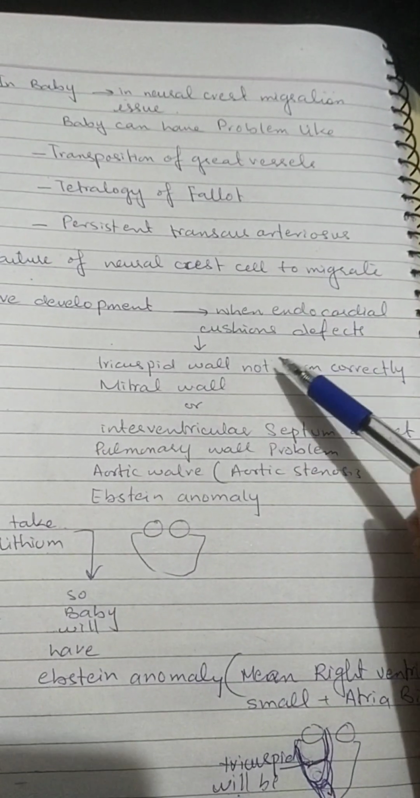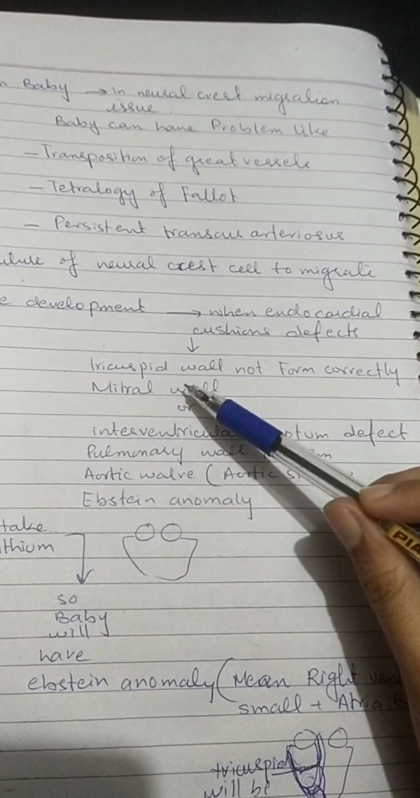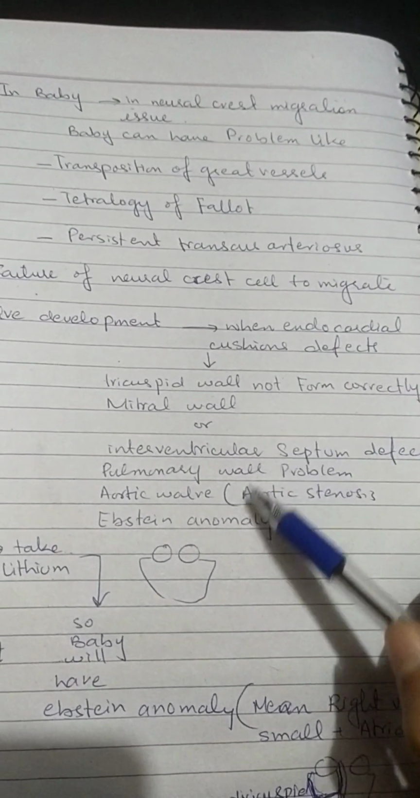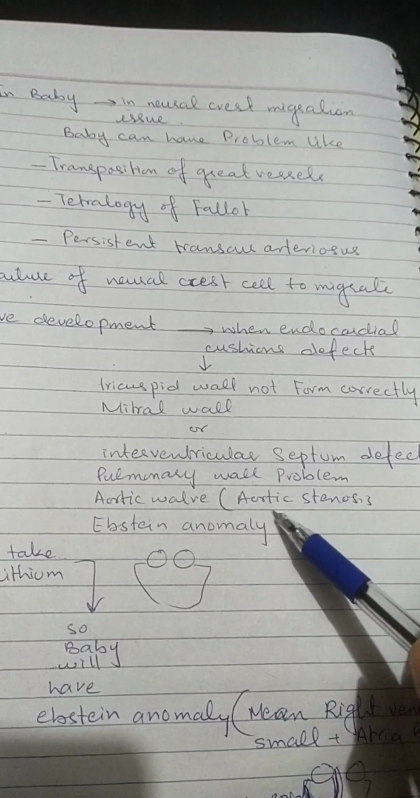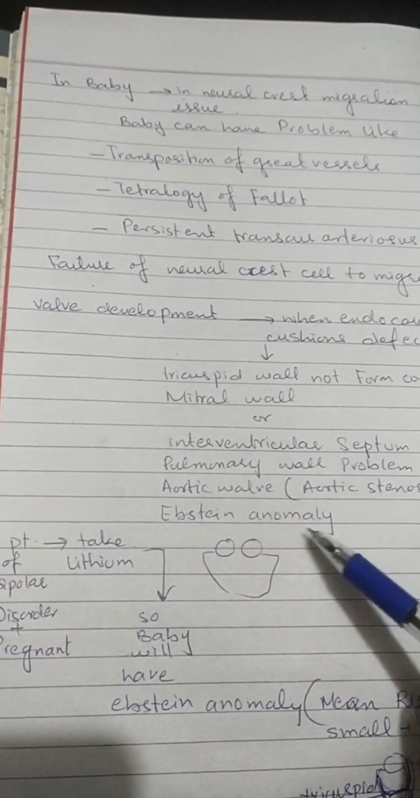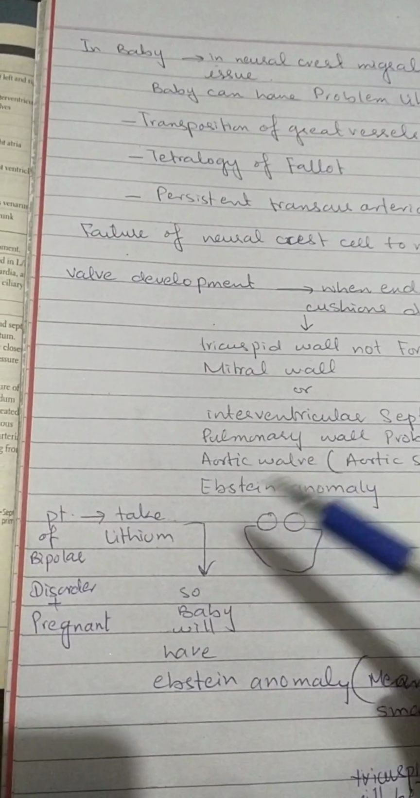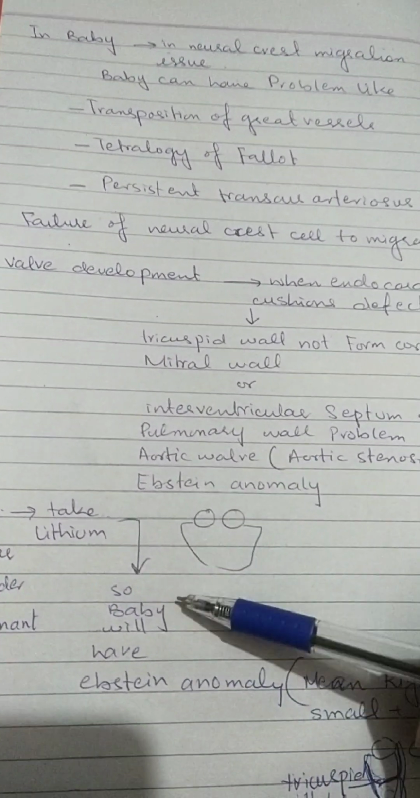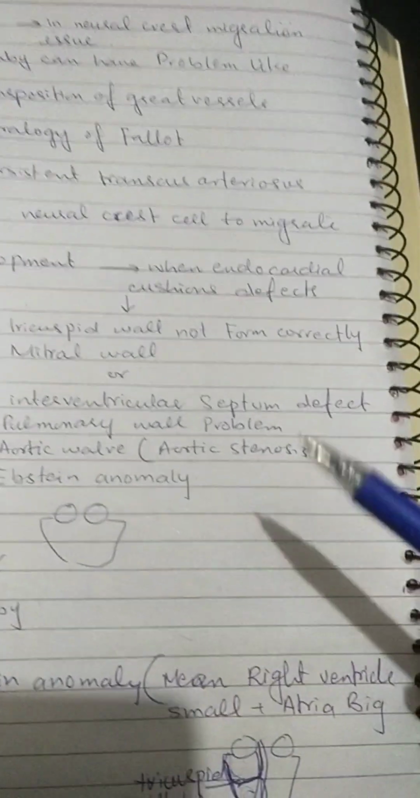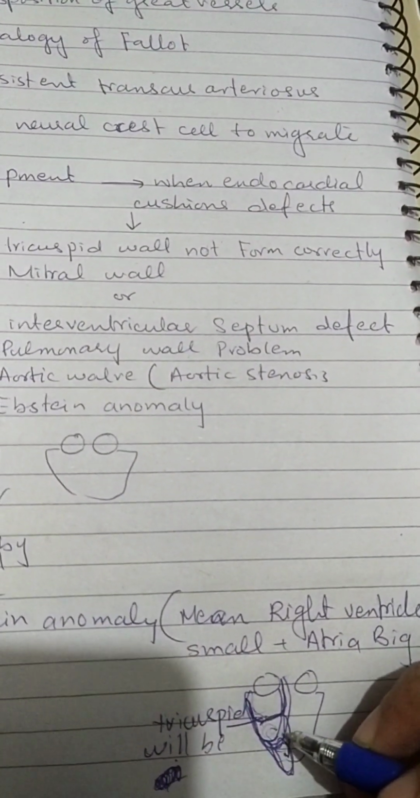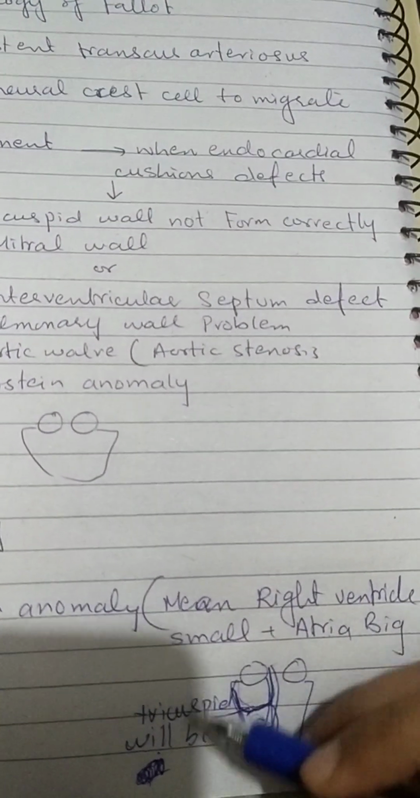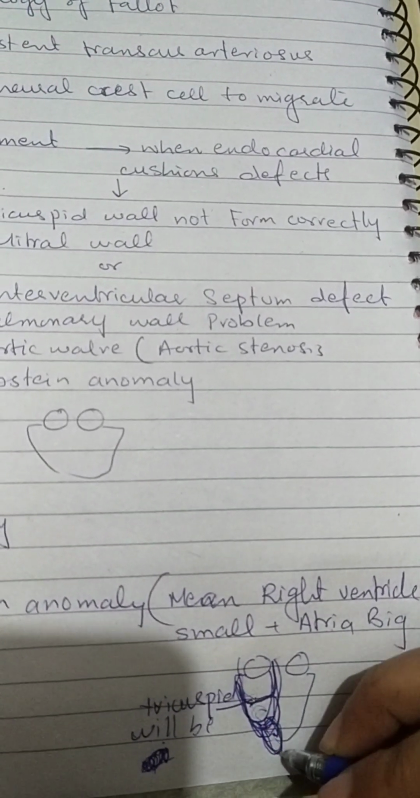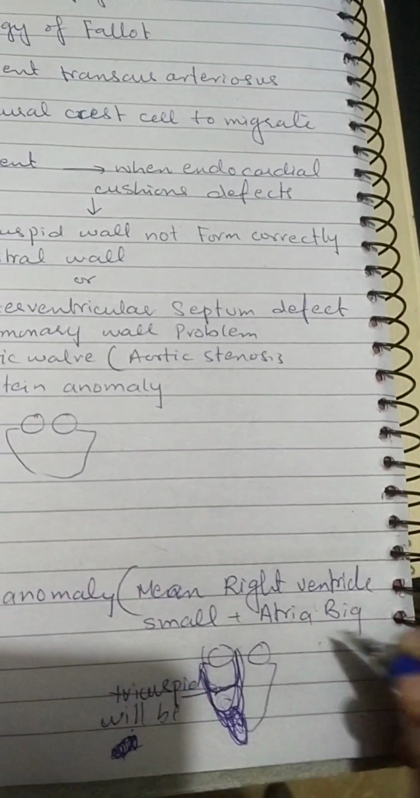When there is an endocardial fusion defect, the tricuspid valve will not form correctly, nor the mitral valve or aortic valve, causing aortic stenosis. Ebstein anomaly: what is Ebstein anomaly? If a patient with bipolar disorder is pregnant and taking lithium, the baby will have Ebstein anomaly, meaning the right ventricle will be very small, the tricuspid valve will be displaced down to here, with a small ventricle and big atria.